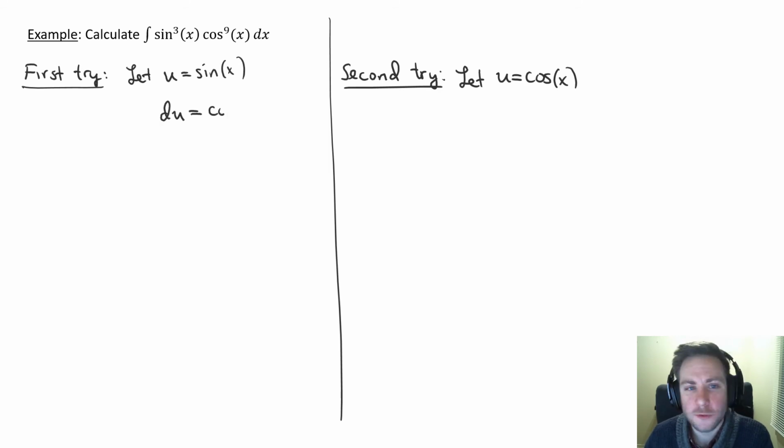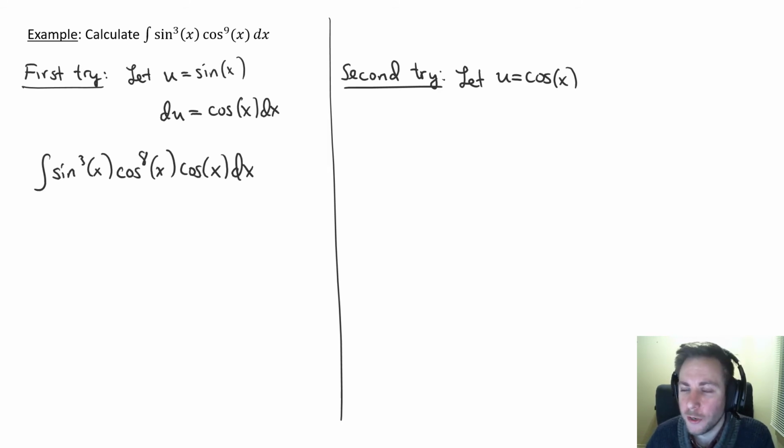First, we'll try u equals sine x so that du is cos x dx. To make cos x dx appear in our integral, we'll split off one copy of cosine so that this cos x dx we see now can be called du. With that, we can say sine cubed is the same thing as u cubed, and we've got our du, but we still have this leftover cos to the 8 to deal with.